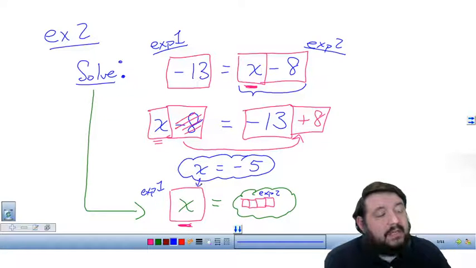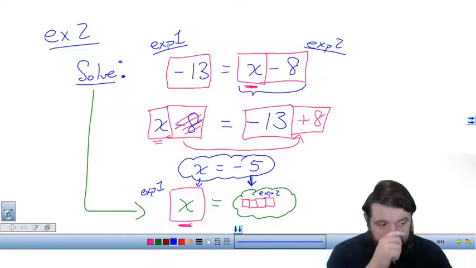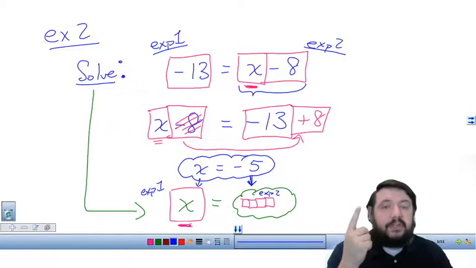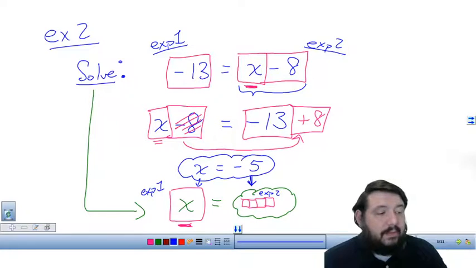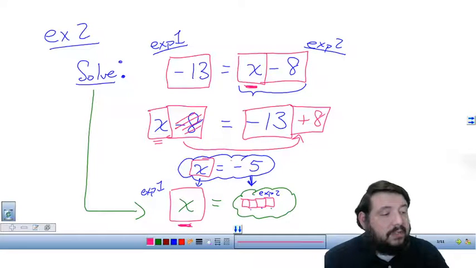The x term is on the left, the x expression, and -5 counts as expression number 2. Remember, a single term does count as an expression. So even though in my little graphic down here I put 4 terms, you don't have to have 4 or 3 or anything. You could have just 1. It's perfectly fine. So there's expression number 1, there's expression number 2, and we are happy right now.